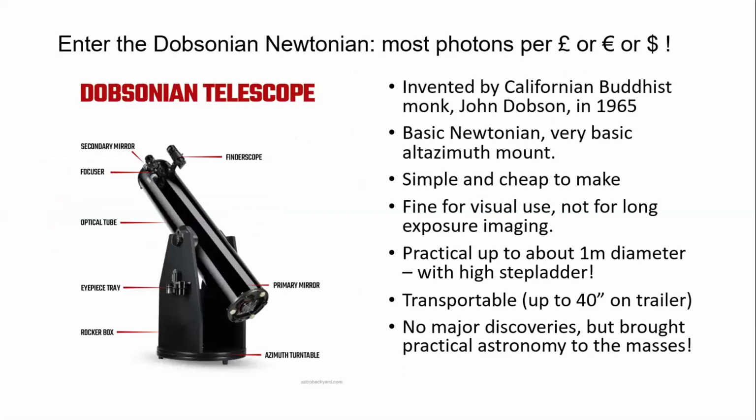So now we come to the one that most of us are most familiar with, the Dobsonian, which is just a very simplified Newtonian. The telescope itself is the classic design, but the mount is very, very simple. Californian Buddhist monk John Dobson, some of us may actually have met him at one of the Whirlpool Star parties. Cheap, simple to make. It's great for visual use, and because you get a lot of aperture for a relatively small amount of money, it's great for faint deep sky objects and so on. Up to about 1 meter diameter, as I said, with a high step ladder. Transportable if you have it on a trailer.